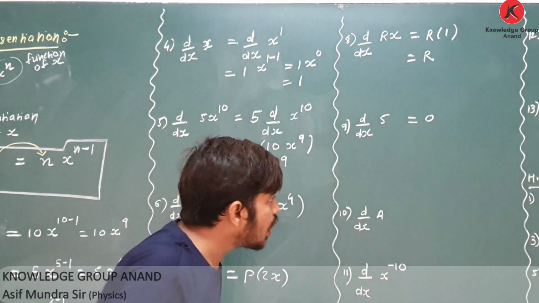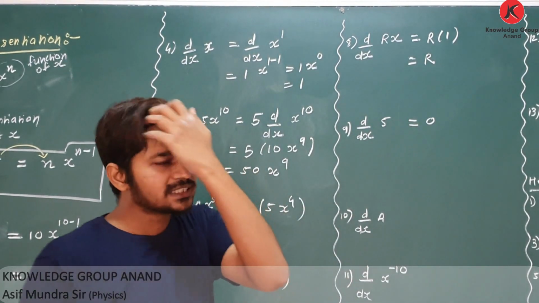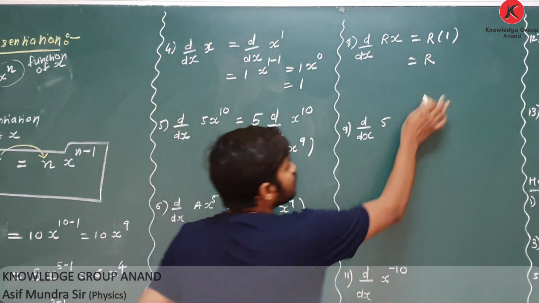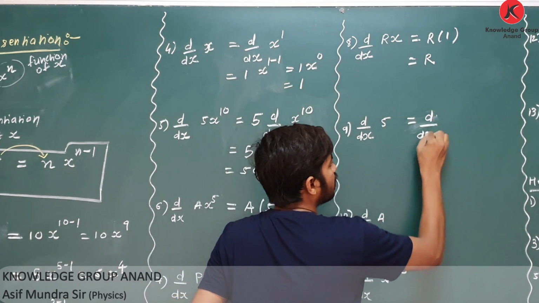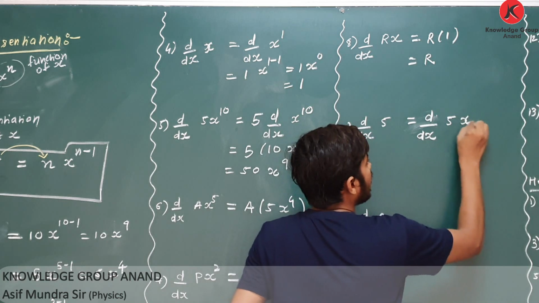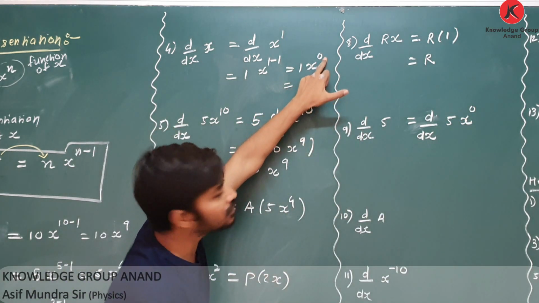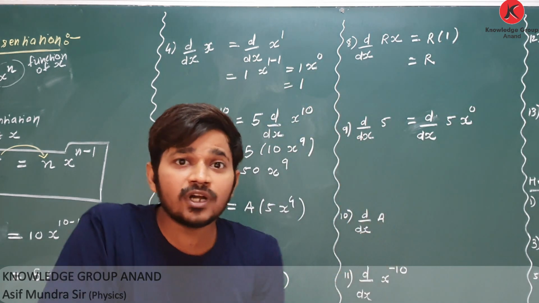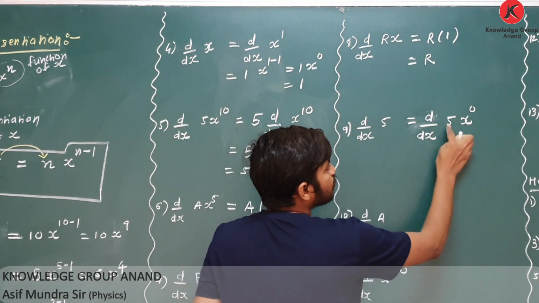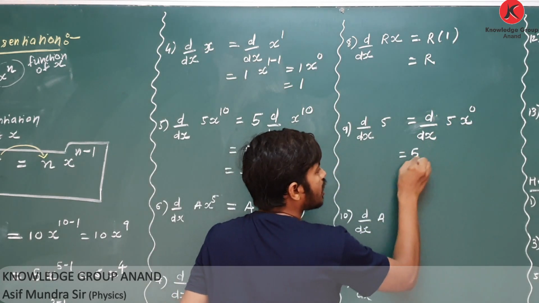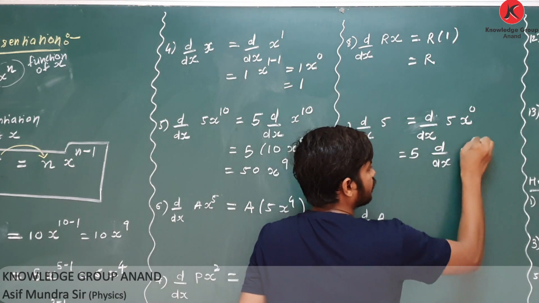Now you may ask, why is d upon dx of 5 equal to 0? We can write d upon dx of 5 as d upon dx of 5 x raised to 0, because x raised to 0 is equal to 1. So d upon dx of 5 x raised to 0 is 5 times d upon dx of x raised to 0.